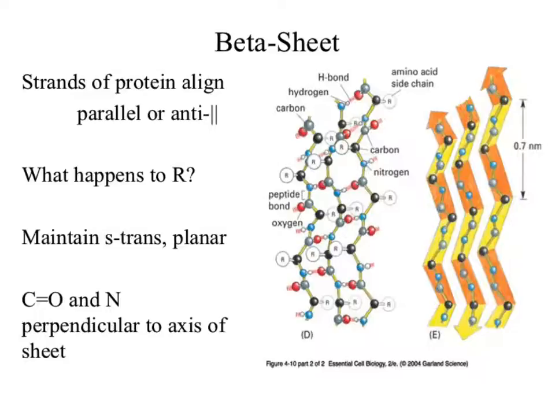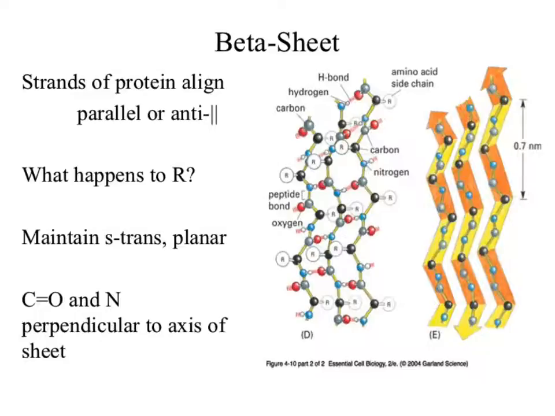So depending on which strand we've got, the R groups will get forced either up or down, because that's the only direction that we can't build our beta sheet within. Okay? They also maintain this s-trans planar. Since I didn't talk about the s-trans earlier, we'll just ignore that statement. Okay? And so your carbonyl and your nitrogen are perpendicular to the axis of the sheet.